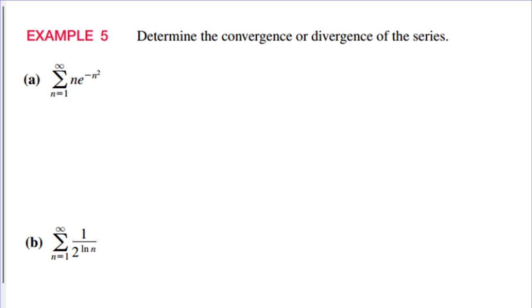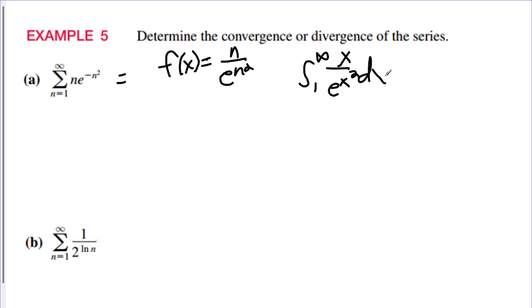Next up is example 5. Determine the convergence or divergence of the series. Letter A, we have the sum from n equals 1 to infinity of n times e to the negative n squared. Let's first of all rewrite that, noticing that f of x is x over e to the x squared. So we're going to write that as an integral from 1 to infinity of x over e to the x squared dx.